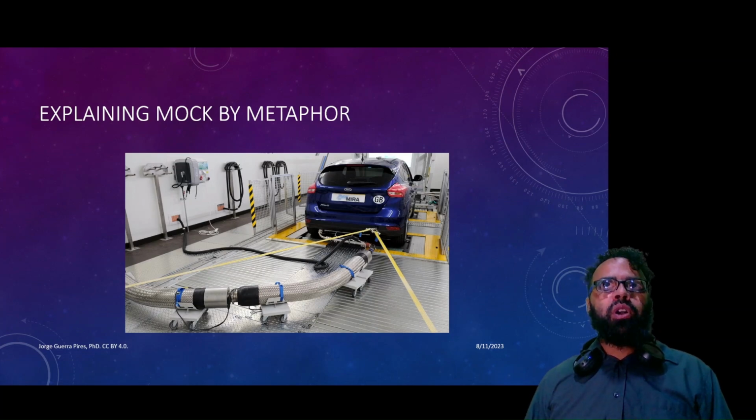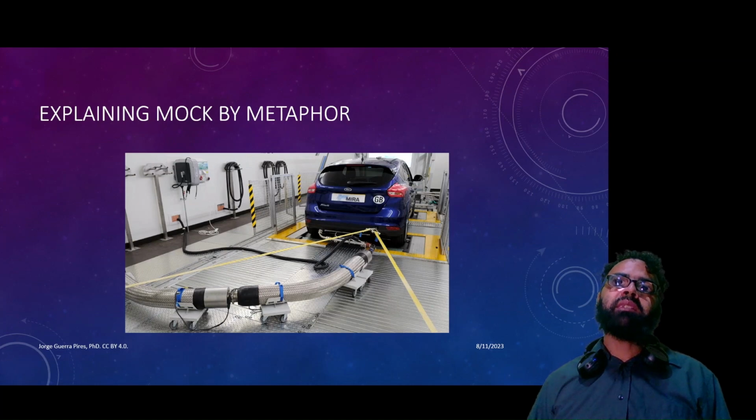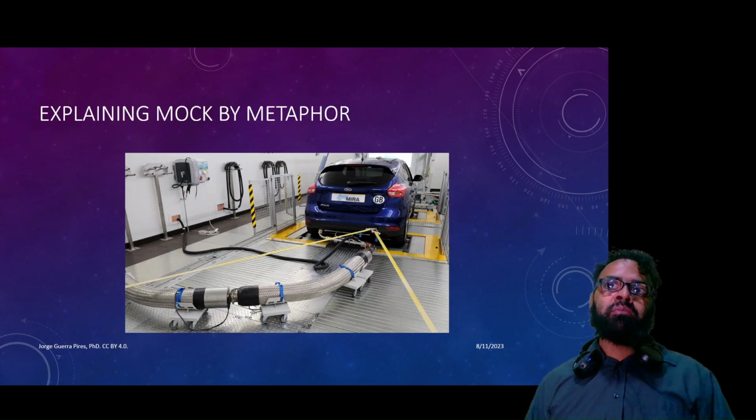When you think about mock, the metaphor that I like to think of is a car. Before you release a car for people to use, they must test how much toxic gas, how much CO, how much CO2 it's releasing. That's a kind of quality control. But they do not test your car on the street. They do not test your car on the road. They test your car in a lab, in a controlled environment.